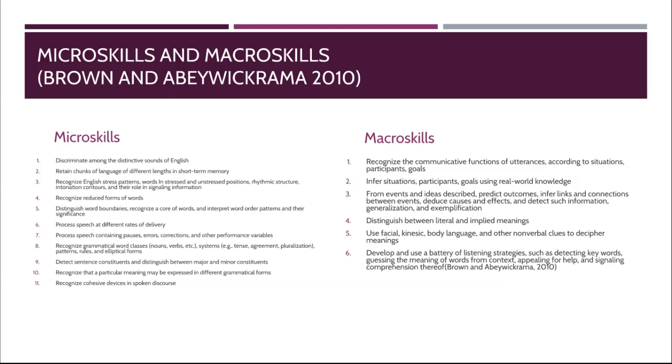So you notice here in the micro skills you have some that maybe you'd never thought about, like things like recognizing cohesive devices or reduced forms of words. And in the macro skills, using body language and other nonverbal cues to decipher meaning can be a skill set, or kind of a skill that you don't always consider when you're teaching, but it's a useful one.